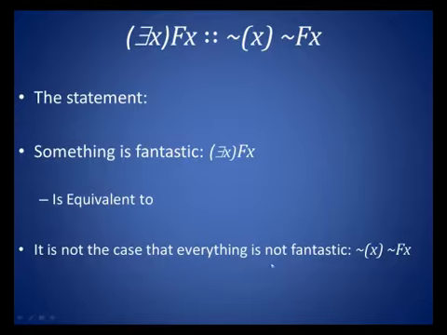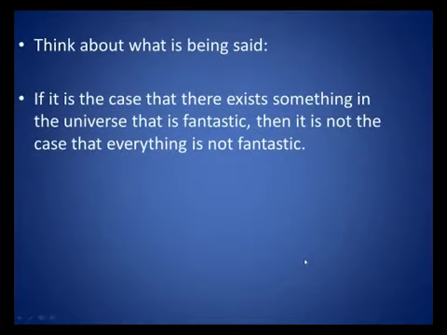Now I know the double negation gets kind of weird here, but think about what it's saying. It's telling us that it's not the case that everything is not fantastic. All right? That would mean that it is the case that something is fantastic. Right? If it's not the case that everything is not fantastic, then it must be the case that there's at least one thing that's fantastic. All it takes is for one thing in the universe to exist that's fantastic for this to be the case. If I have one single thing in the universe that is fantastic, then it is not the case that everything is not fantastic. So again, think about what's being said.